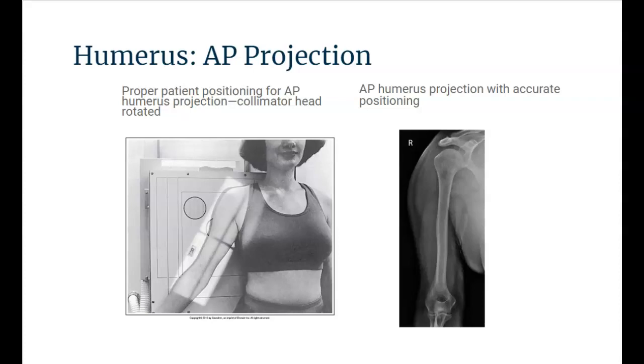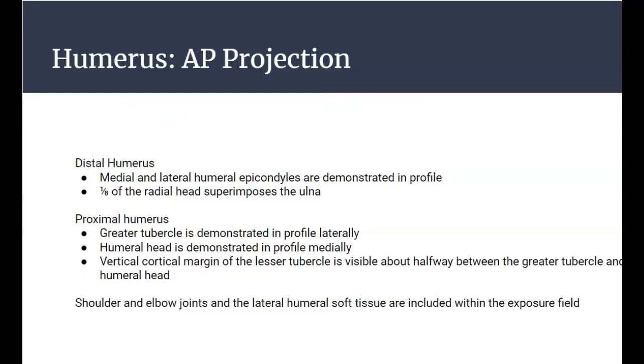The vertical cortical margin of the lesser tubercle is visible about halfway between the greater tubercle and humeral head. The humeral midpoint is at the center of the exposure field, and the shoulder and elbow joints and lateral humeral soft tissue are all included within the exposure field. I have included the projection image analysis guidelines in this presentation as well.